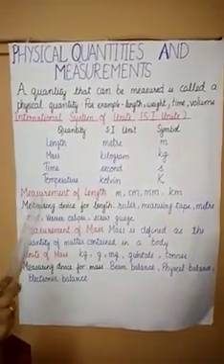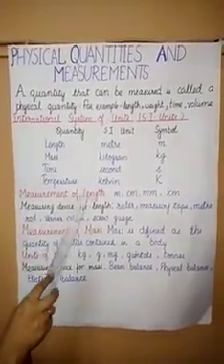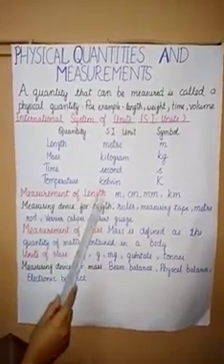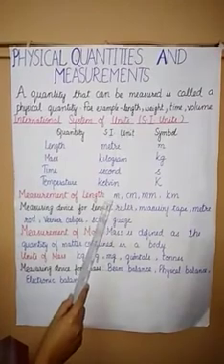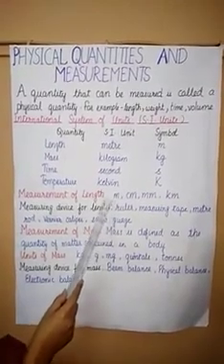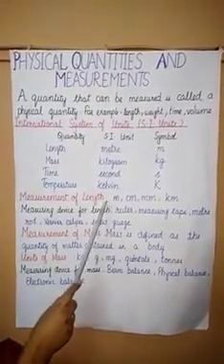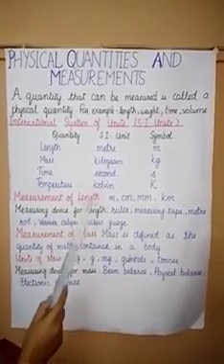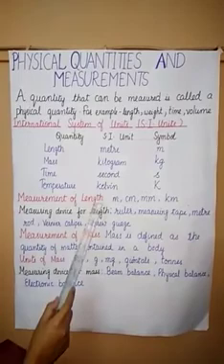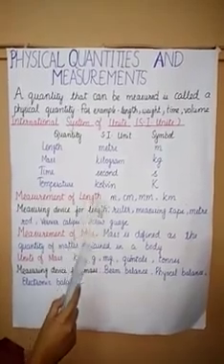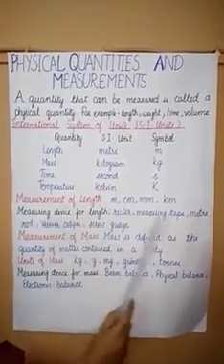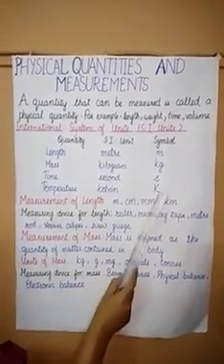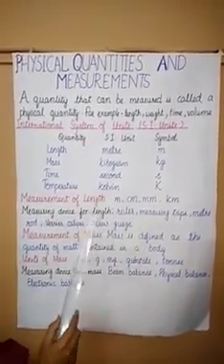Next is measurement of length. One of the fundamental physical quantities in physics is length. We measure the length of a wire, the height of a tree, the height of a boy or girl, or the distance between two places. First, what is length? Length is the distance between 2 points. If this is one point and this is another, the distance between 2 points is known as length.